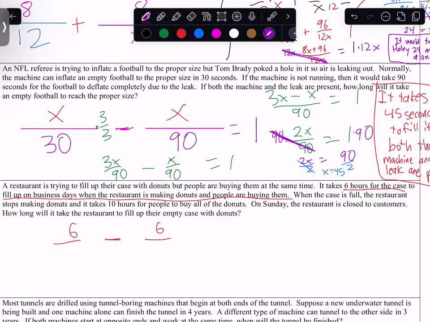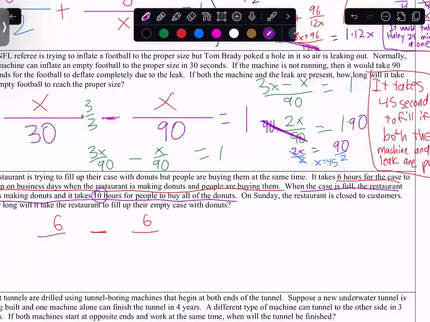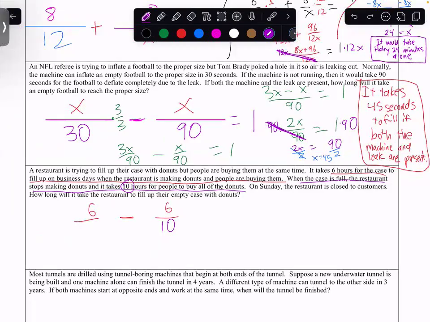Okay, when the case is full, the restaurant stops making donuts, and it takes 10 hours for people to buy them all. So the 10 hours represents people taking donuts out of the case. That's the negative action. So that's got to go in the second fraction, right? This one is positive because there's no symbol. This one is negative because the minus sign applies to it. Then the unknown is how long will it take the restaurant to fill up the case when there's no customers? So that's the positive action. Again, it always equals 1 whole.